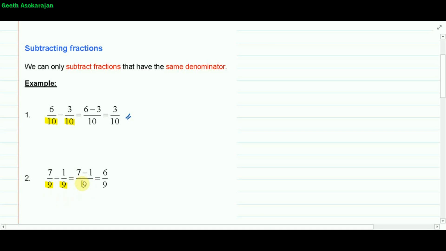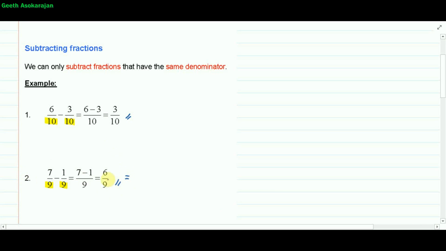So take a common denominator of that 9. And on the top, let's subtract. So let's calculate 7 take away 1. So let's write the 7 take away 1 on top. And in this case, 7 take away 1 is 6 divided by that 9. So that should be the solution to number 2.